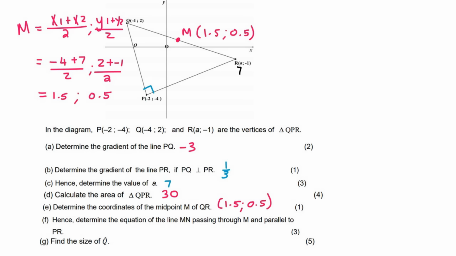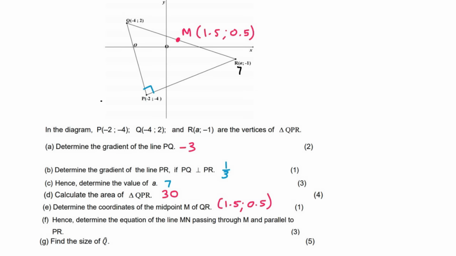Right, so because it's parallel to pr, it would be a line that would go something like this. See that? So it's parallel to pr, and it's passing through m like that. So we know that it's a straight line, so we can say y is equal to mx plus c.